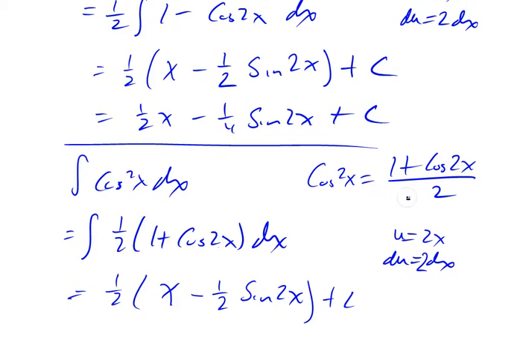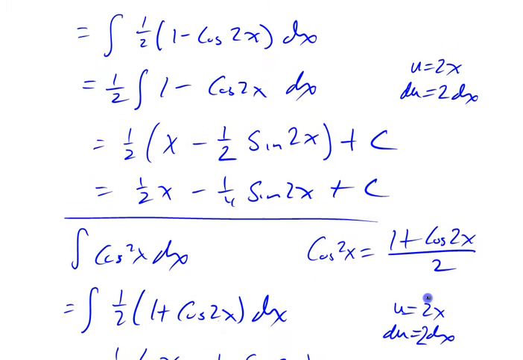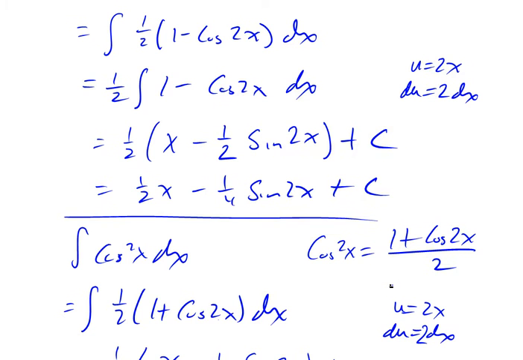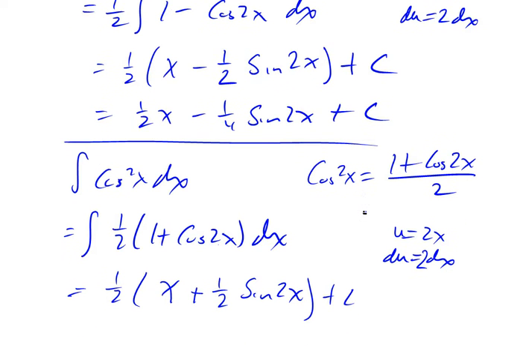Hang on a minute. The antiderivative of cosine of u is plus the sine of u, so there should be a plus sign right here. And this one, yes, I was momentarily confused.